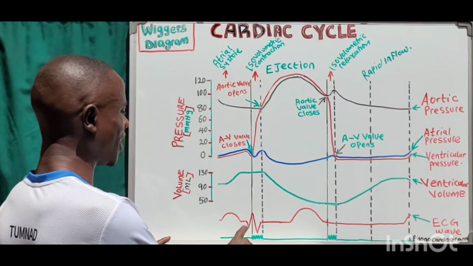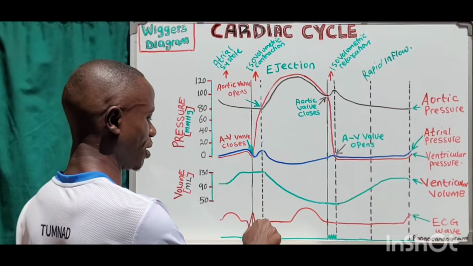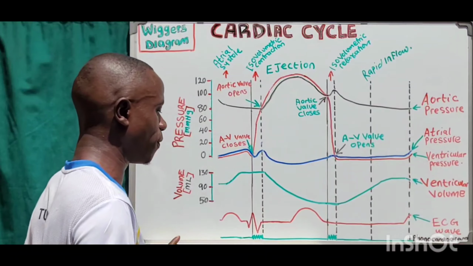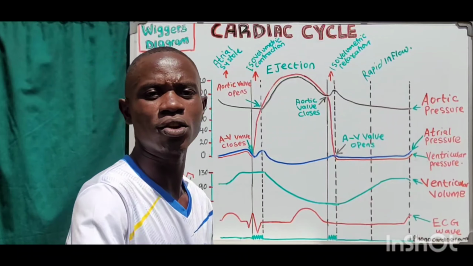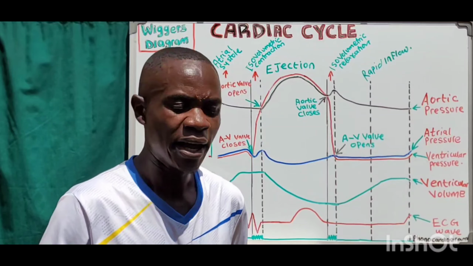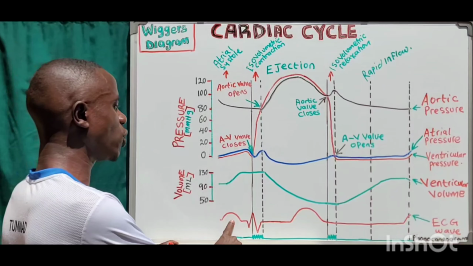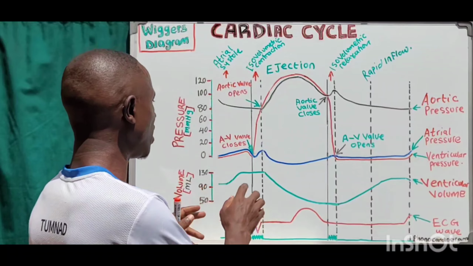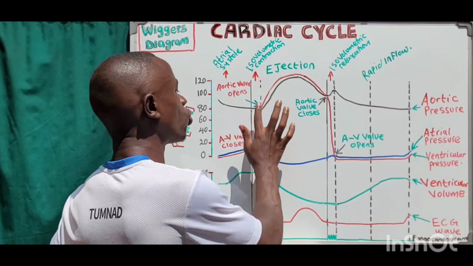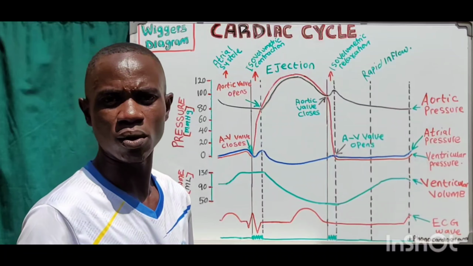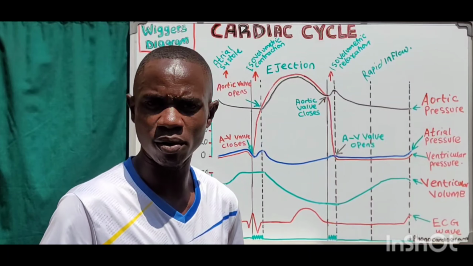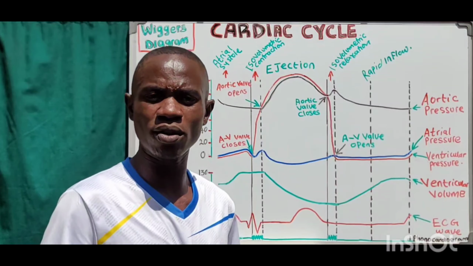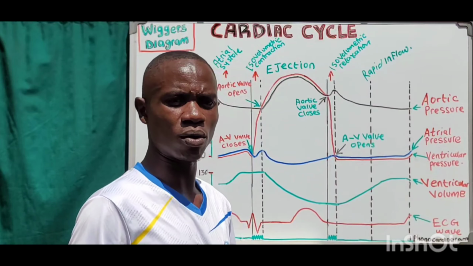That's why you are seeing that on our ECG machine. Okay, we are going to be seeing the QRS wave complex, because we had here the P wave, which was denoting atrial depolarization and contraction. But because now we are seeing the ventricles are contracting, that's why we are seeing a QRS wave complex. Okay, meaning that we have ventricular depolarization and eventually contraction.